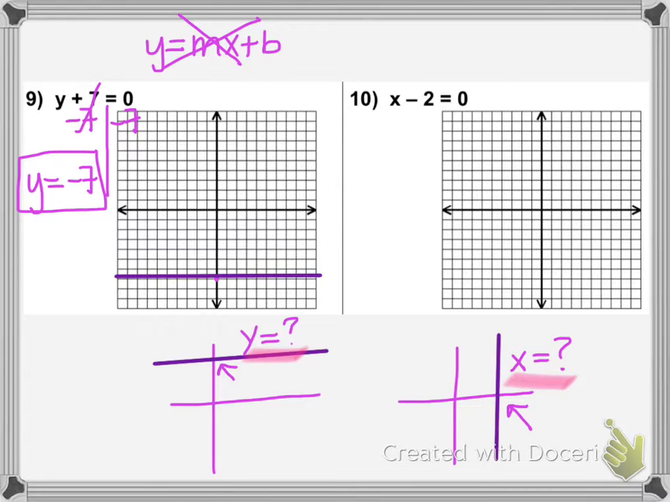Let's look at the other one, also with just one variable. So I'm going to solve for that variable by adding 2 to both sides. I want to get that x by itself. So x equals 0 plus 2 is 2. So remember, if it's just x equals a number, it's going to be a vertical line through the x-axis at that number. 2 on the x-axis is right here. So I'm going to put a vertical line through all of the points that have an x value of 2. So that's what those equations look like. Remember these special forms of the equation.